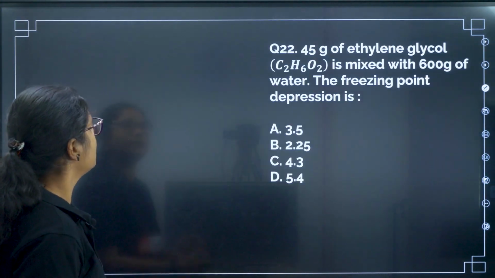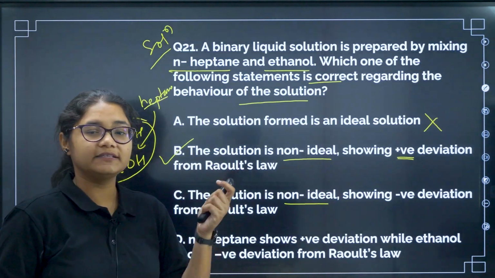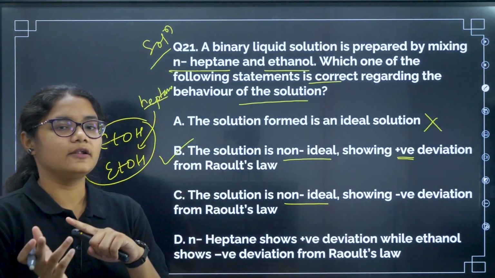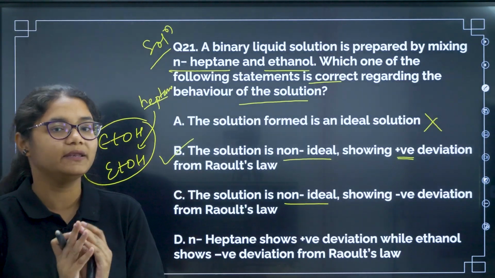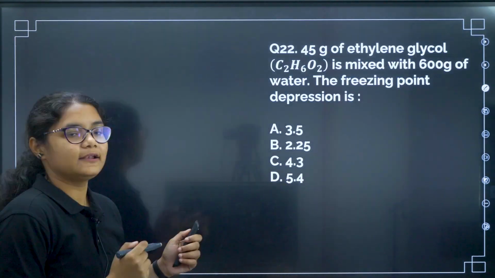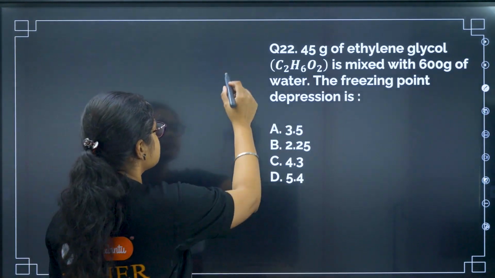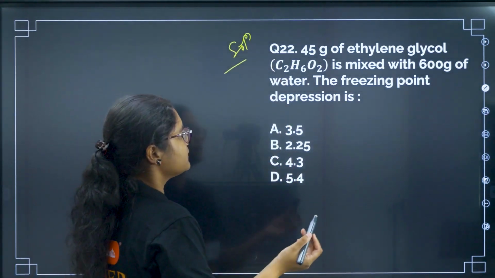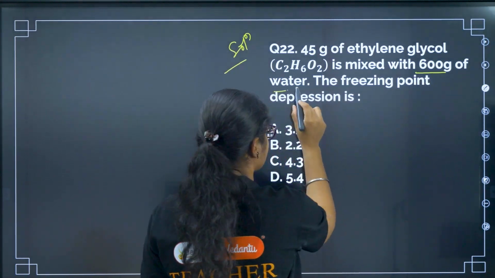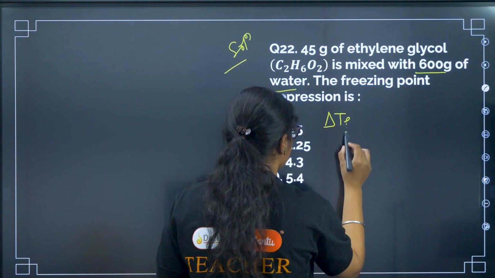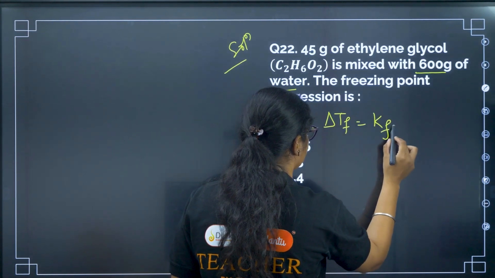Okay, next. This is a theory based question. So please learn the examples for positive deviation and negative deviation, and maximum boiling azeotrope and minimum boiling azeotrope. So these examples are asked, so please prepare those examples. Now let us see the next question. So this question is again from solutions chapter. 45 gram of ethylene glycol is mixed with 600 gram of water. The freezing point depression is. So we know delta TF is equal to KF into m.